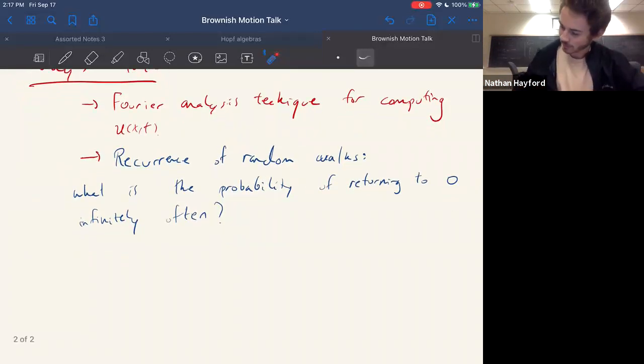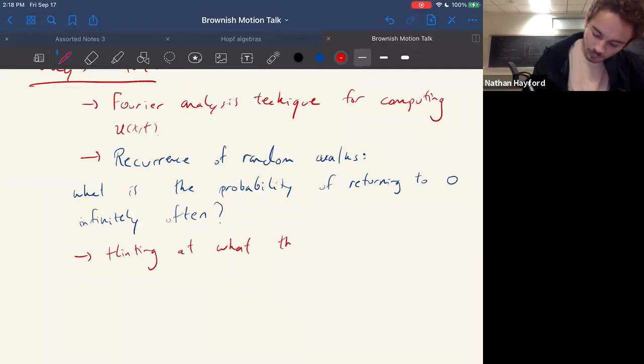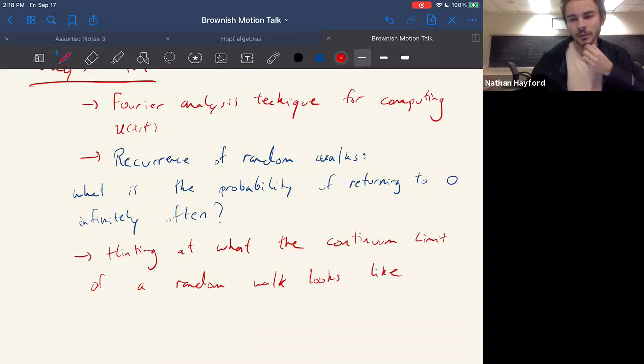A couple other things I wanted to talk about. We'll start hinting at what the continuum limit of a random walk should look like. So that's the last thing I want to talk about, and then we'll give a bunch of properties that will set up the definition of a Brownian motion. And then maybe next time I talk, in a couple of weeks after Zach is done defining martingales, we'll actually delve into Brownian motion, calculus, all that nonsense.